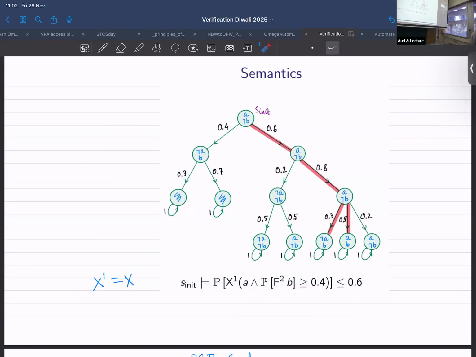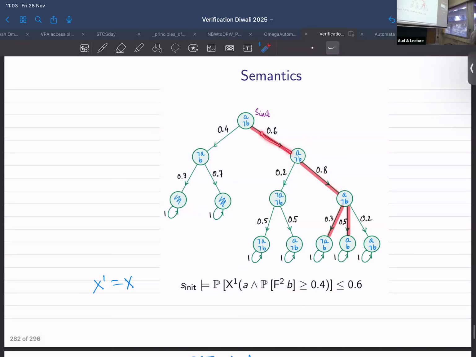Like with probability greater than equal to 0.4, can I see B in 2 steps? So I have to see B in 2 steps. I can see B in 2 steps here. So this is indeed with probability 0.8 times 0.8, which is 0.64, which is greater than 0.4. So this successor indeed satisfies this part. So what is the probability of finding such a successor? It is 0.6 exactly, which is less than equal to 0.6. Hence it satisfies this entire formula.